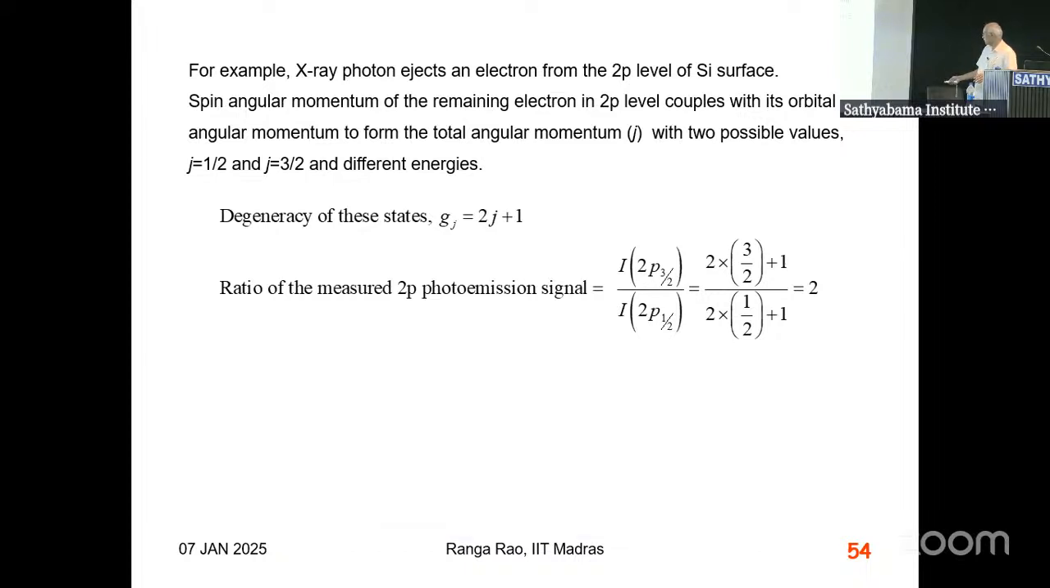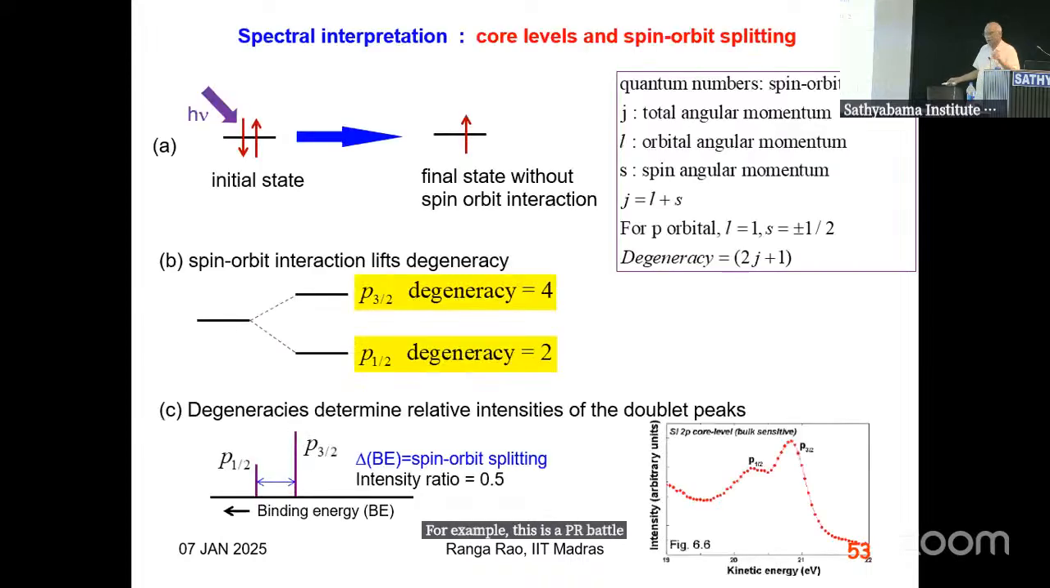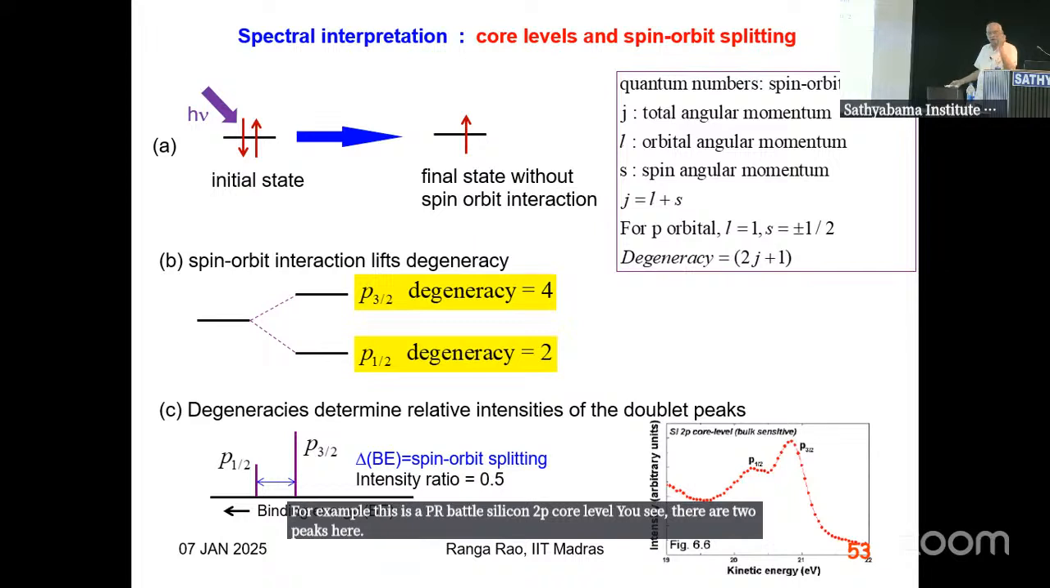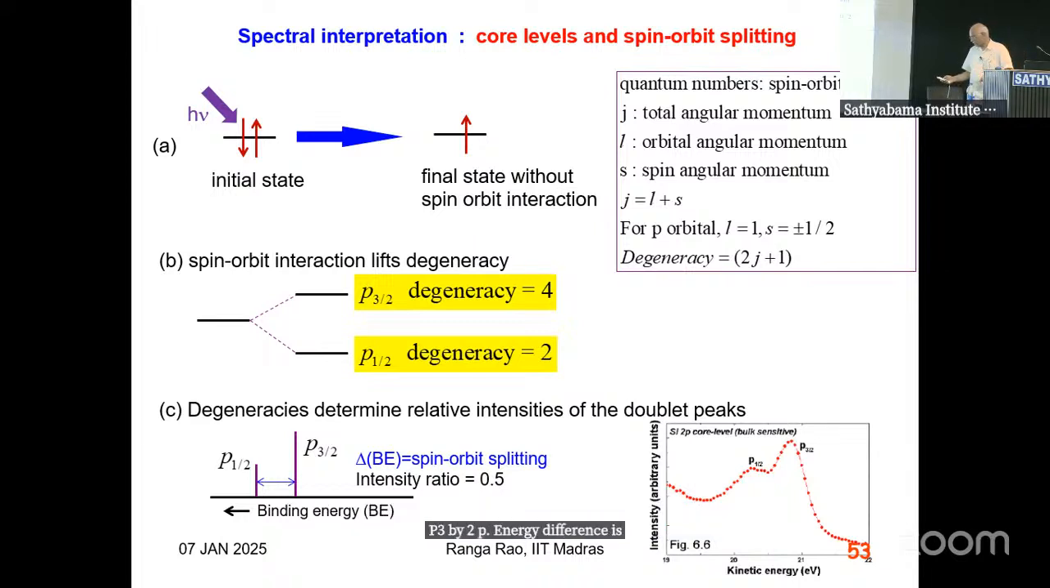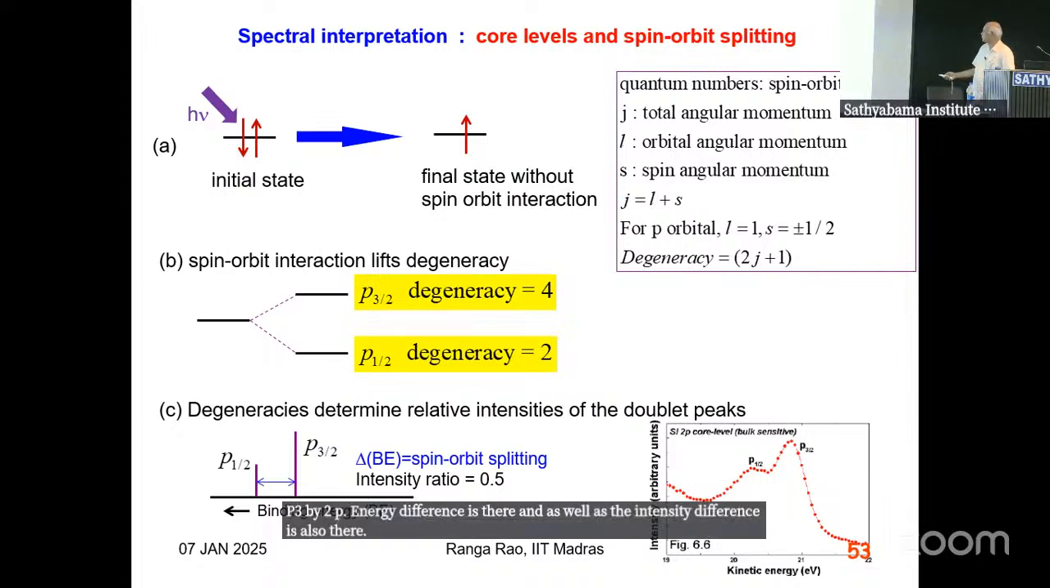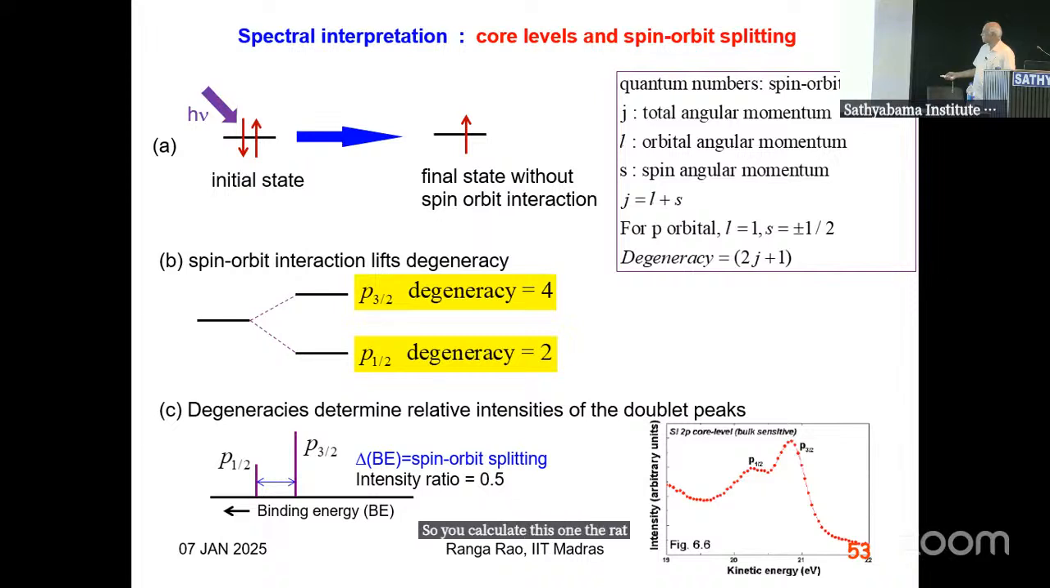For example, this is a p orbital, silicon 2p core level. You see there are two peaks here, 2p3/2 and 2p1/2. The energy difference is there, and the intensity difference is also there. So you calculate the ratio of the 2p doublet signal of any element you take. You should get intensity 2p3/2 to intensity 2p1/2.